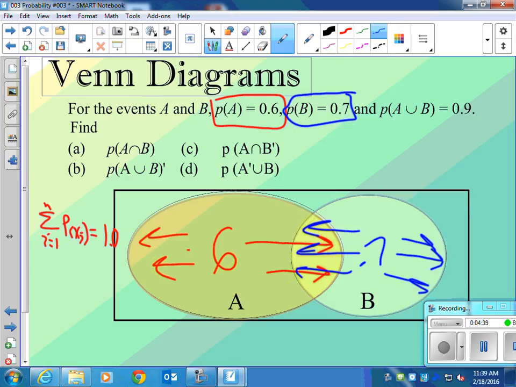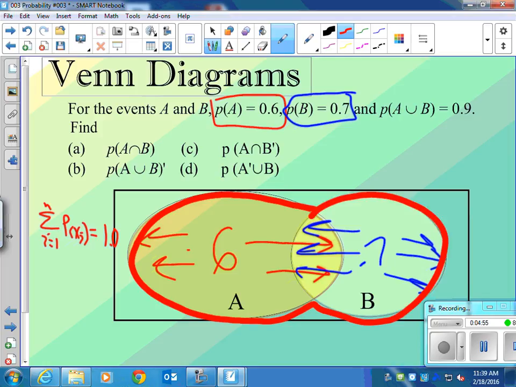Well, they don't add up to 1. That's a problem. And there's this overlap here, isn't there? So let's do a couple of things. First thing, it says that the union of these, that means everything in these two bubbles, including that intersection, has to add up to 0.9. So here goes.